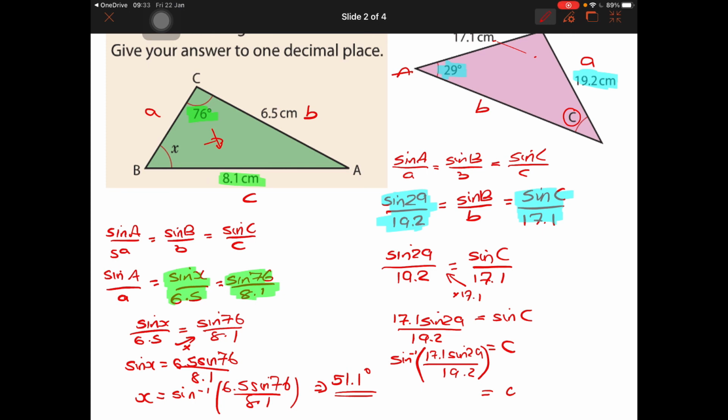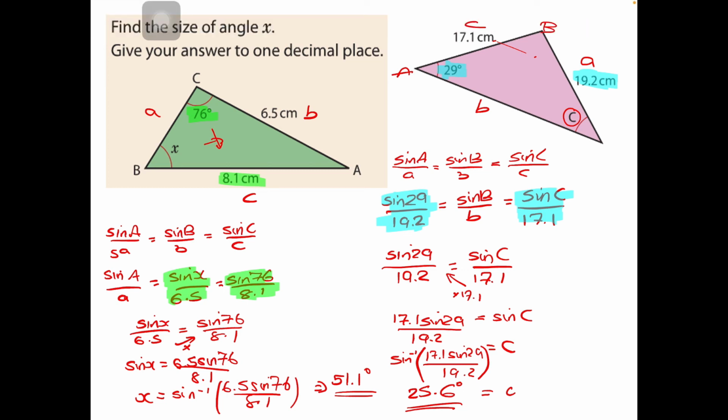Sine to the minus 1, 17.1 sine of 29 over 19.2, which will give me an answer of 25.6 degrees. Okay, I am hoping that we've got those right, or if we didn't, we can see now where we've made our mistakes.